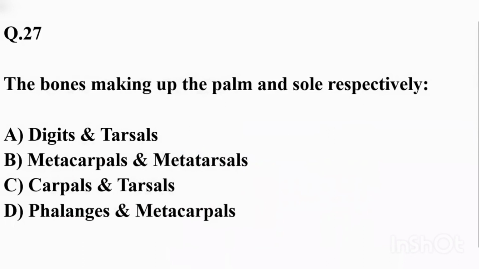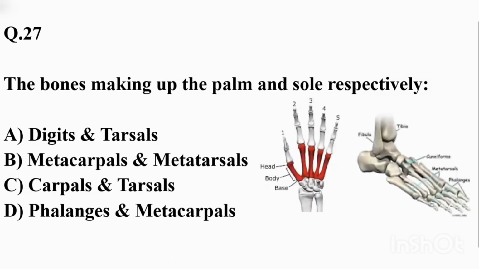The bones making up the palm and sole respectively. Palm bones are known as metacarpals, while the metatarsals are the bones of the sole in feet. So the right option is beta. Here are the metacarpals and metatarsals shown in the diagram.